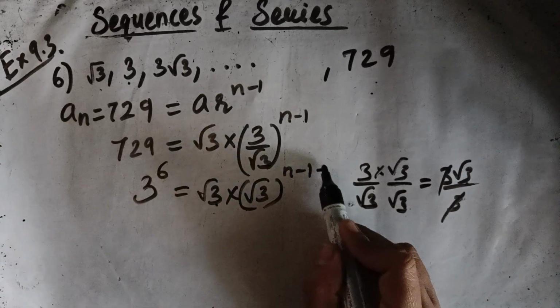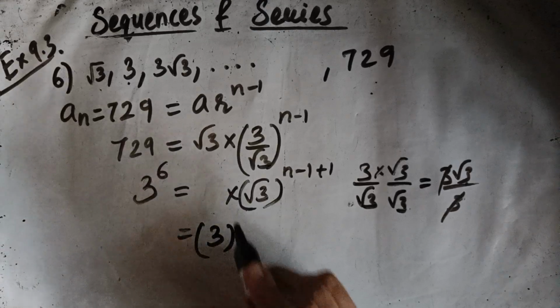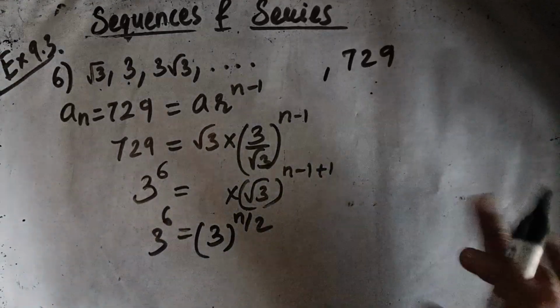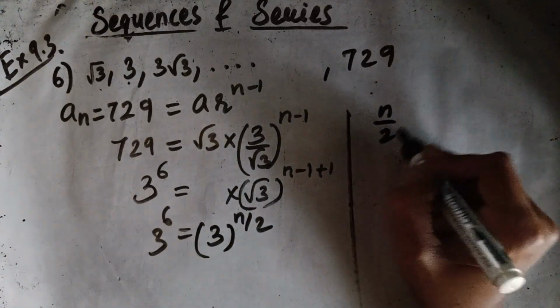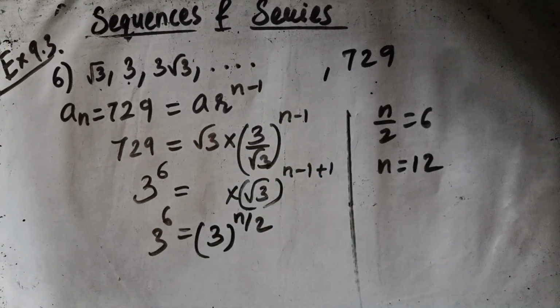So n minus 1 plus 1, so this is 3 raised to n by 2, equal to 3 raised to 6. So now n by 2 is equal to 6. N is 12. Okay.